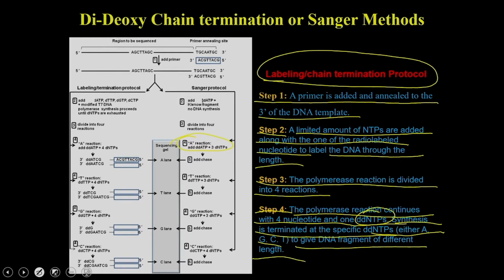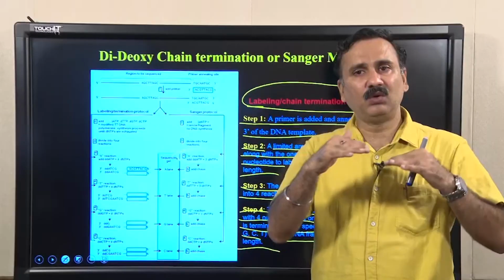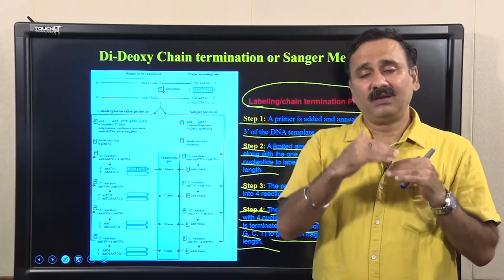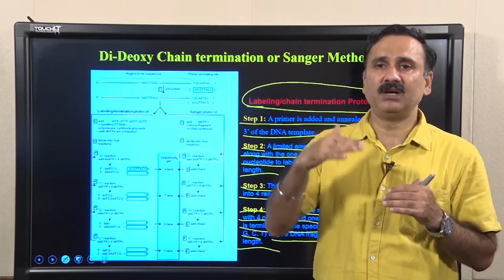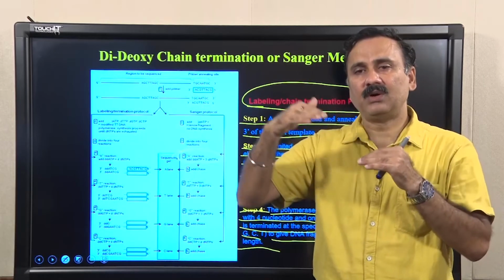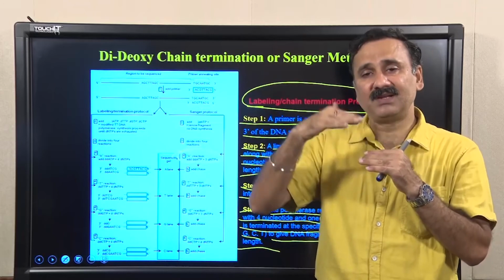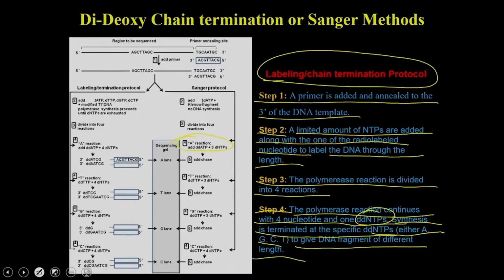different lengths. So, irrespective of whether you are using Sanger's protocol or this modified labeling and termination protocol, ultimately you are going to get DNA fragments of different lengths, and now these DNA fragments have to be resolved so that you will be able to identify and understand the size of this DNA.